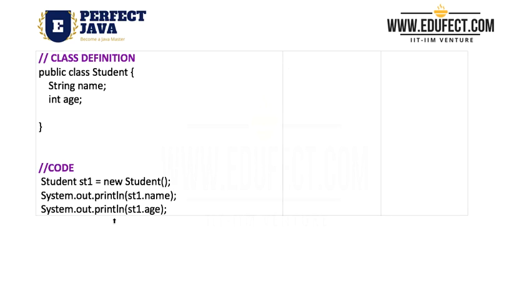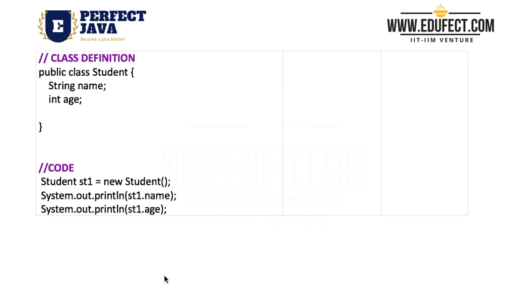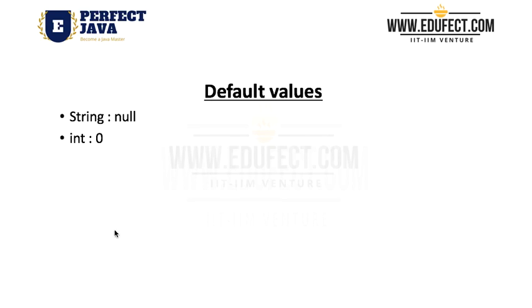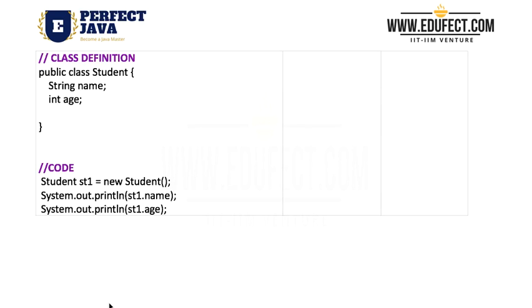Now, what does the default constructor do? Let's try and understand that. After creating the object with the default constructor, we say system.out.println st1.name. What happens in this case is that when an object is created, all its fields are initialized to default values. For a string the default value is null, and for an int the default value is 0. This happens when an object is created, irrespective of whether we have a constructor or not.